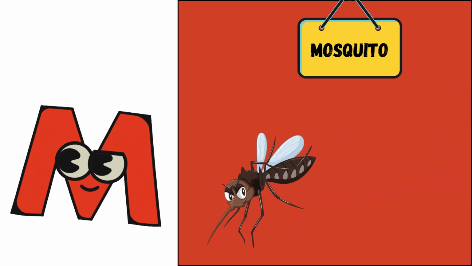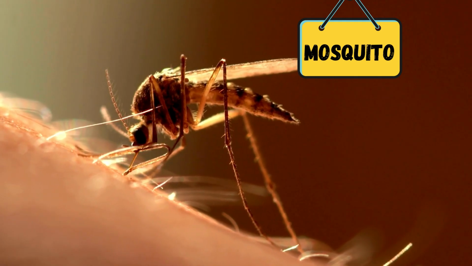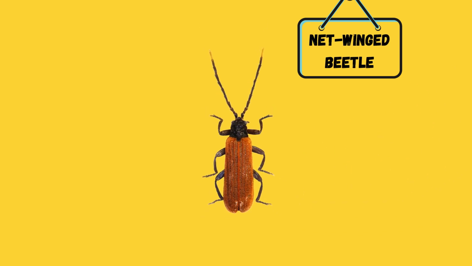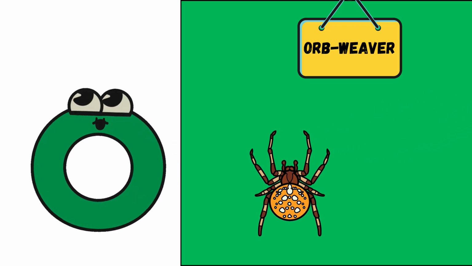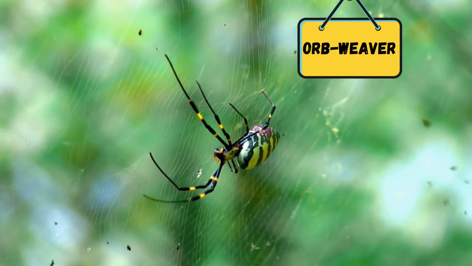M is for mosquito. N is for netwing beetle. O is for orb weaver.